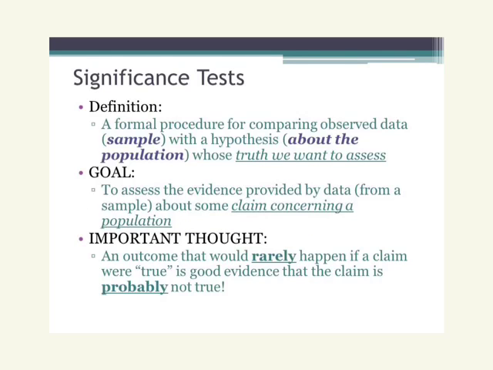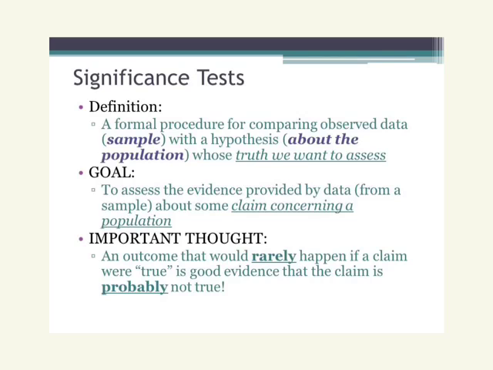Let's start out with a formal definition of significance testing. Just like confidence intervals and this whole idea of statistical inference, our goal here is to take observed data from a sample and compare it to a hypothesis. The goal of all of this will be to see if we can assess some truth about the population. As you look at the goal down here, it says our goal is to assess the evidence provided by data about some claim concerning a population. It's impossible for us to study an entire population, but we can draw some truths about it by working with sample data from that population, and that's what we continue to do today.